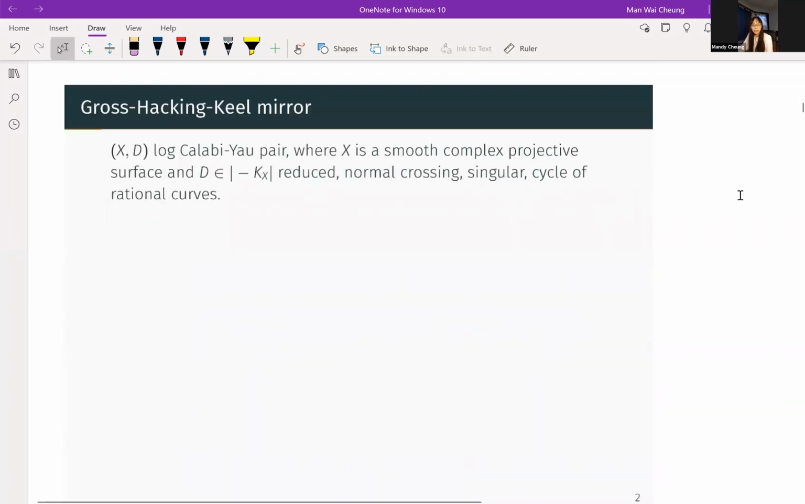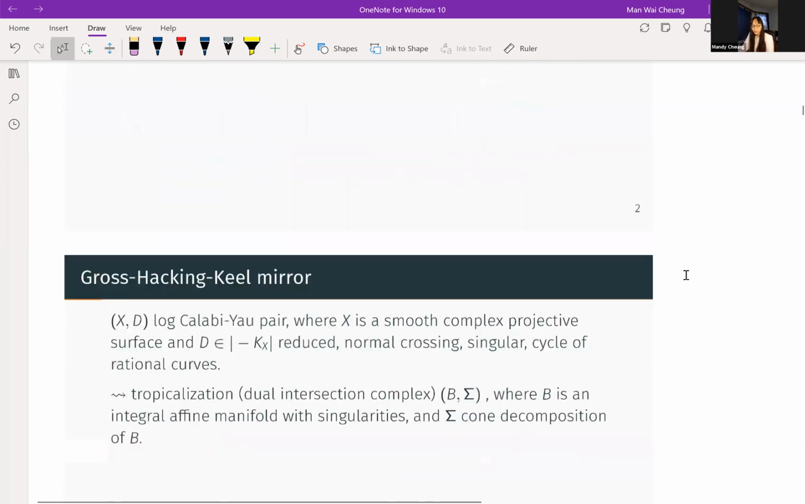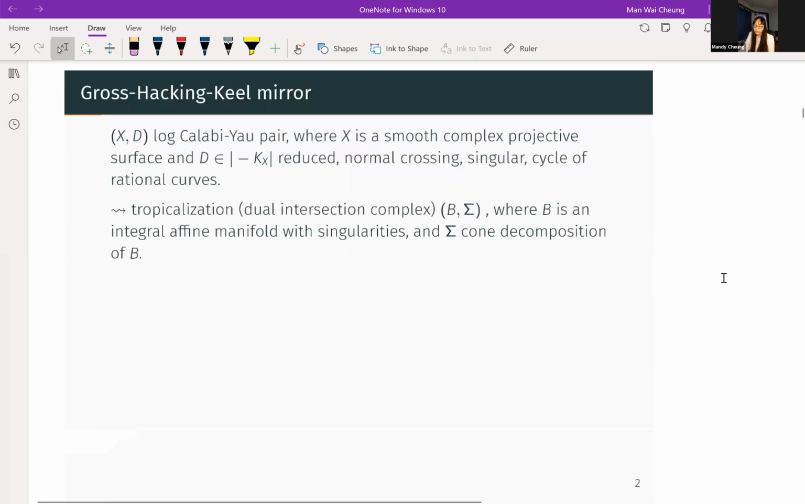To refresh our minds, I will start with recalling what we had in the September conference, which Abigail talked about yesterday and Mark went over today already. This is the 2011 Gross-Hacking-Keel mirror construction that starts with a log Calabi-Yau pair, here in dimension 2: a smooth complex projective surface with an anti-canonical divisor with all the properties there. From this pair, we look at its tropicalization, which gives this B an integral affine manifold, as Mark talked about today.